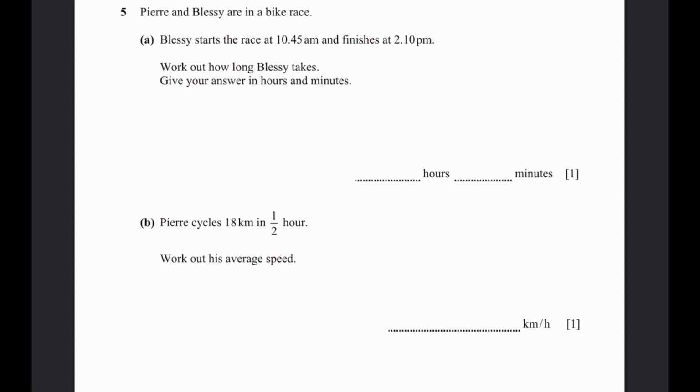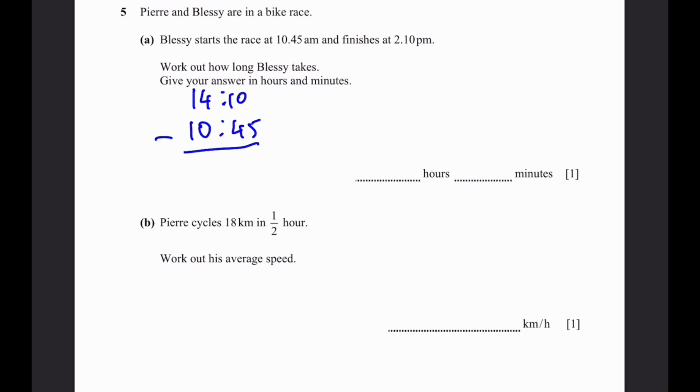Question 5. Peter and Blessy are on a bike race. Blessy starts the race at 10:45 a.m. and finishes at 2:10 p.m. Work out how long Blessy takes, give it in hours and minutes. So let's subtract. 2:10 p.m. is 14:10 in 24 hours. 10:45 remains the same because it's an a.m.